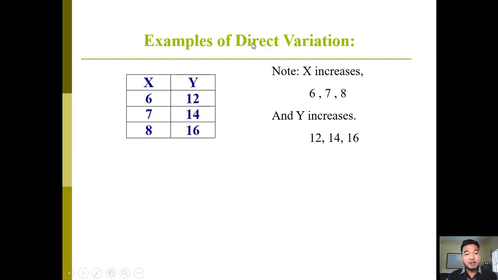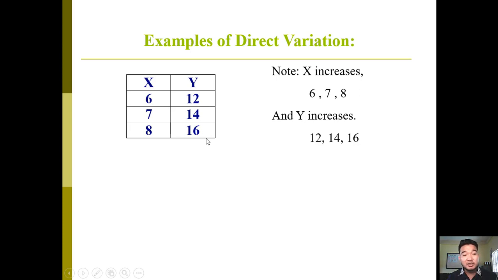Here is an example of direct variation. As x increases, y increases also. Ibig sabihin, pag tumaas si x, tumataas si y. Kapag bumaba si x, bumababa din si y. Kaya siya direct variation. So si x dito, the values of x are 6, 7, and 8. And if x is 6, then y equals 12. If x is 7, then y equals 14. If x is 8, then y is equal to 16.